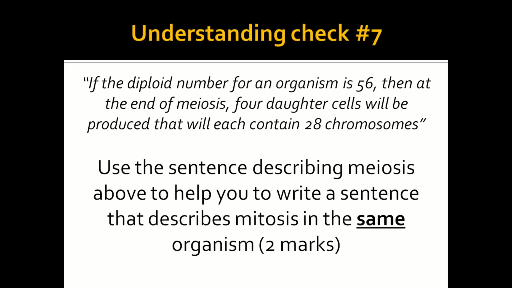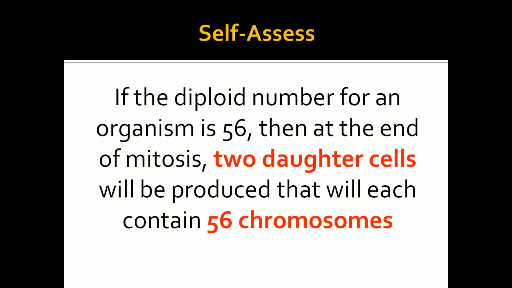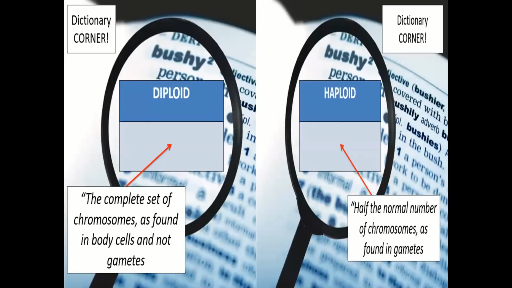Use the sentence describing meiosis above to help you write a sentence that describes mitosis in the same organism. If the diploid number for an organism is 56, then at the end of mitosis, 2 daughter cells will be produced that will each contain 56 chromosomes. I hope you now know the difference. Diploid is the complete set of chromosomes as found in body cells and not gametes, whereas haploid is half the number of chromosomes as found in gametes.